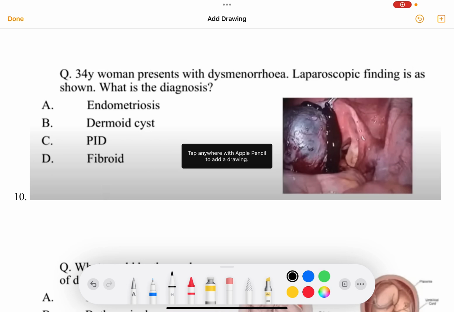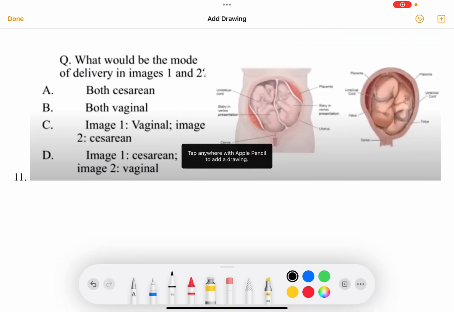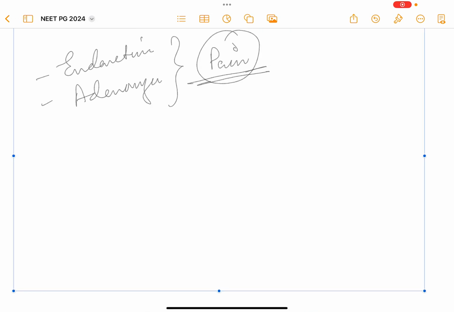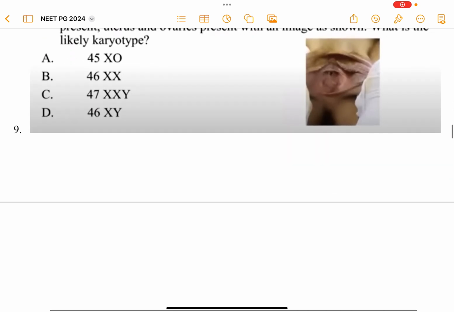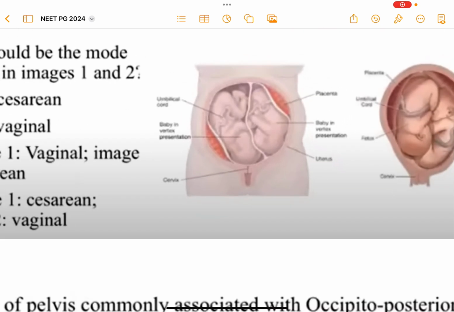And the laparoscopic finding is showing a large chocolate cyst. You can see a chocolate cyst over there which has ruptured and chocolate material is coming out. So obviously it is a very clear diagnosis that it is an endometrioma or endometriosis. Answer A. Coming to question number 11, what would be the mode of delivery in image 1 and 2? Image 1, you can see image 1, wait a minute. In image 1, you can see that the first twin, that is the presenting twin, is cephalic.